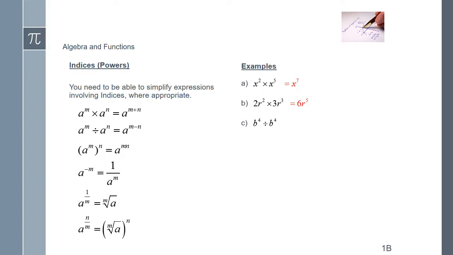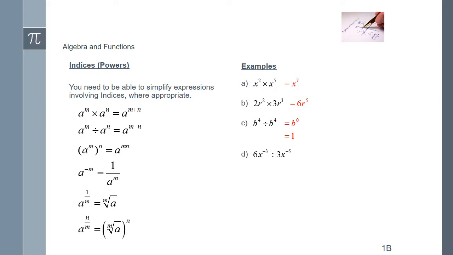b to the power 4 divided by b to the power 4. There are two ways you can think about this one. You can use the second rule, which says that 4 take away 4 is 0, so it's b to the power 0. You can also use the fact that when you divide something by itself, the answer is 1. So it's either b to the power 0 or indeed 1. Because anything to the power 0 is 1, because it is essentially something divided by itself.